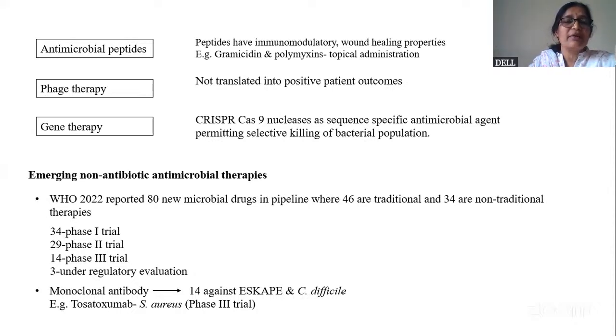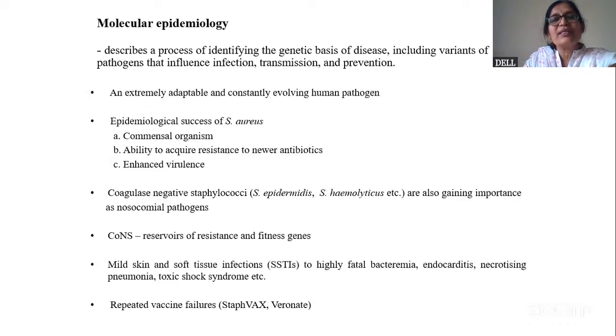One particular monoclonal antibody is called tozaxomab, which is actually in the phase 3 trial for Staphylococcus aureus. And if this passes the regulatory evaluation, that would be a boon for many of the patients who are suffering from staphylococcal infections.